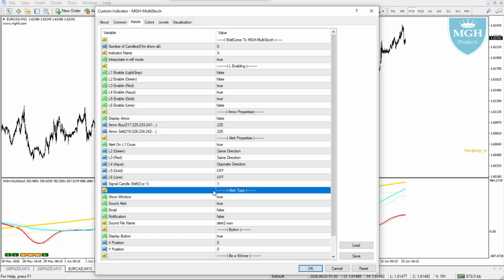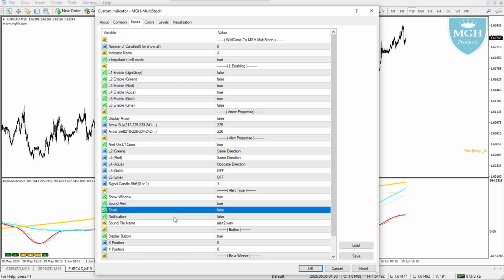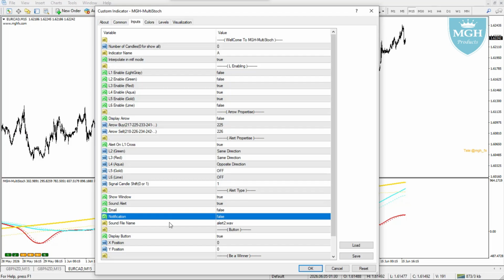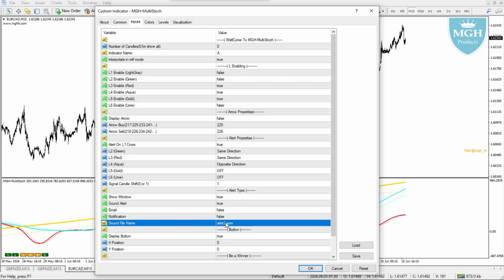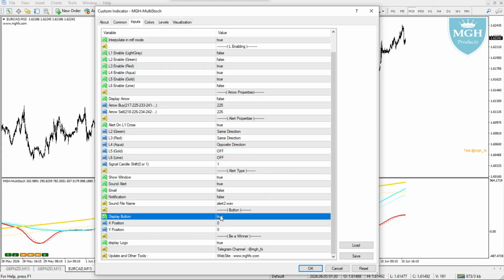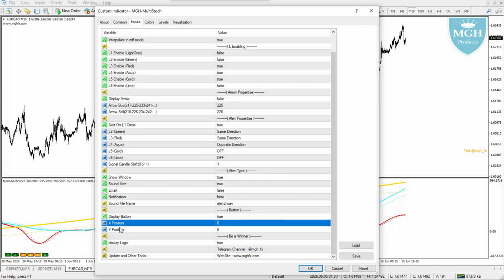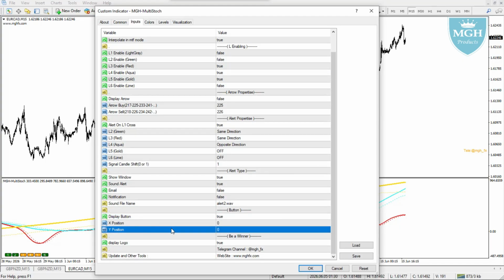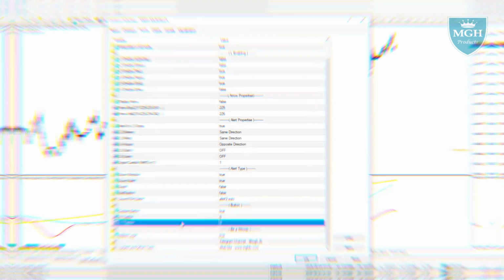Alert types. You have everything here: pop-up window, sound alert, email and push notification to your phone. You can even choose the sound file you like. And finally, the buttons. You can show them, hide them, or move them to any position on the chart with the X and Y settings. That's all the settings, simple and clean.